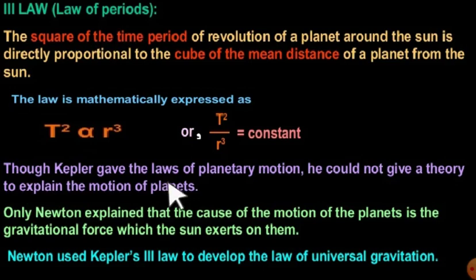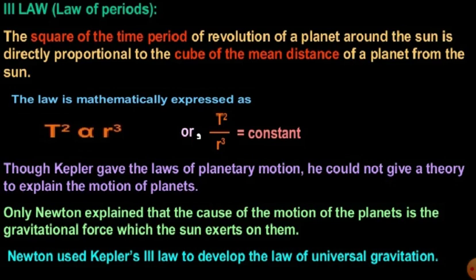Though Kepler gave the laws of planetary motion, he could not give a theory to explain the motion of the planets. Only when Newton explained the cause of the motion of the planets, which is the gravitational force that the sun exerts on them. The revolution of all the planets around the sun is nothing but due to the gravitational pull of the sun on the planets. That was Newton's explanation of planetary motion.